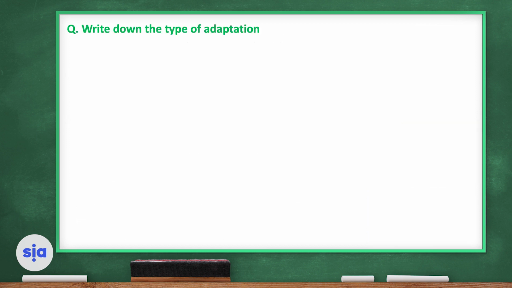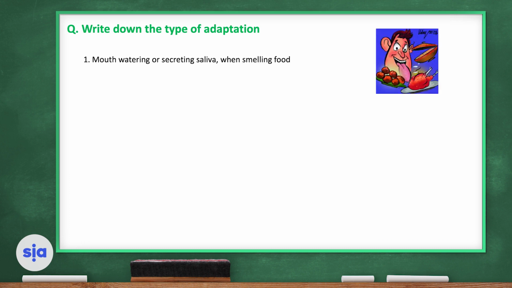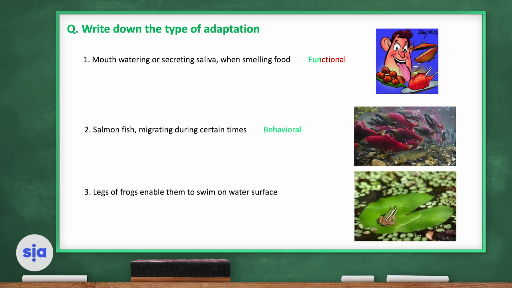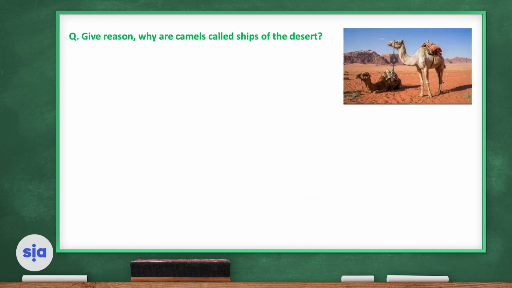Now, I will give you the example and you will write down the type of adaptation. Mouth watering or secreting saliva when smelling food. This is functional. Salmon fish migrating during certain times. This is behavioral. Legs of frogs enable them to swim on water surface. This is structural. Can you give reason why are camels called ships of the desert?